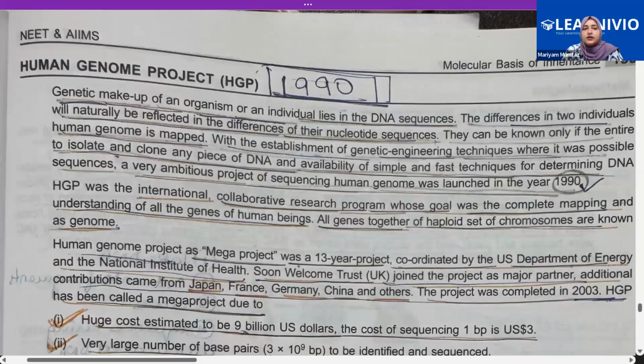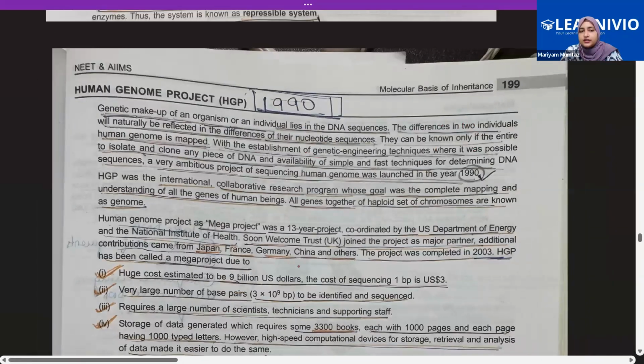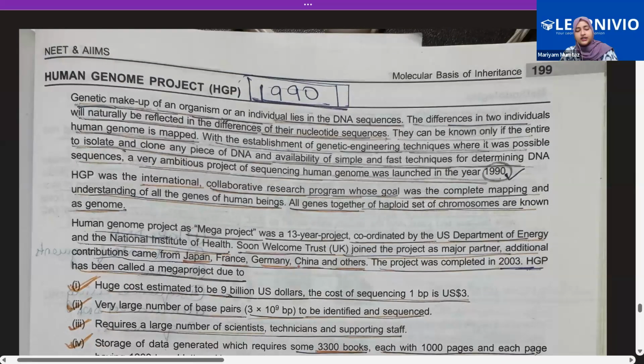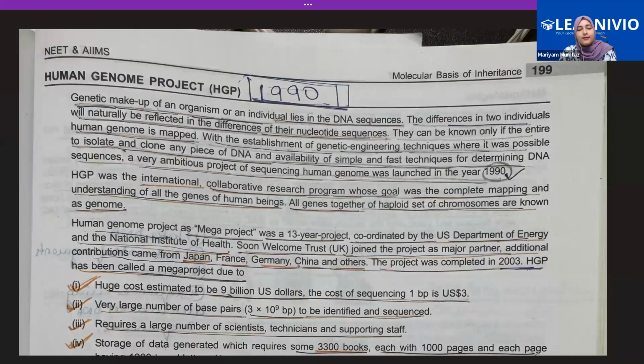So after that, we come to the Human Genome Project. Now, the Human Genome Project was a very, very huge project that told us about how the human genome is. Genome means the set of genes that are there in every single human being. How is it different from one person to another? How is it so huge that it was such a mega project? That is what is dealt with here.